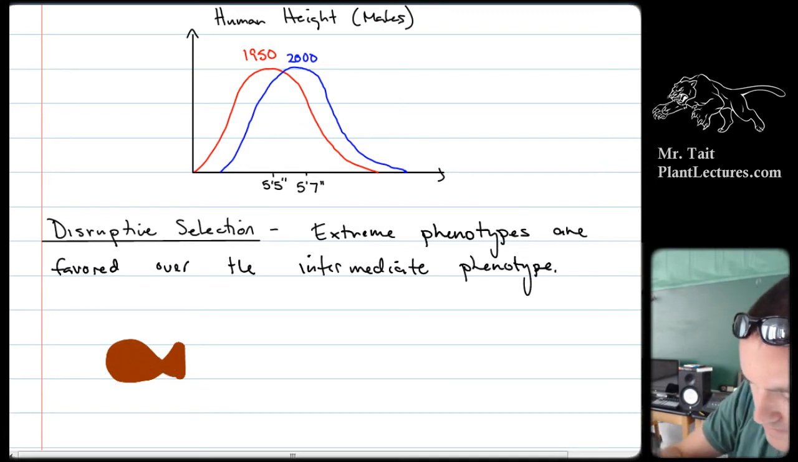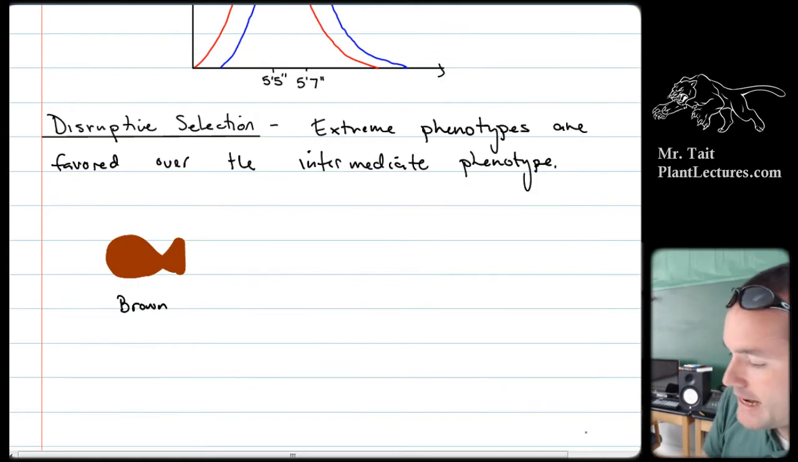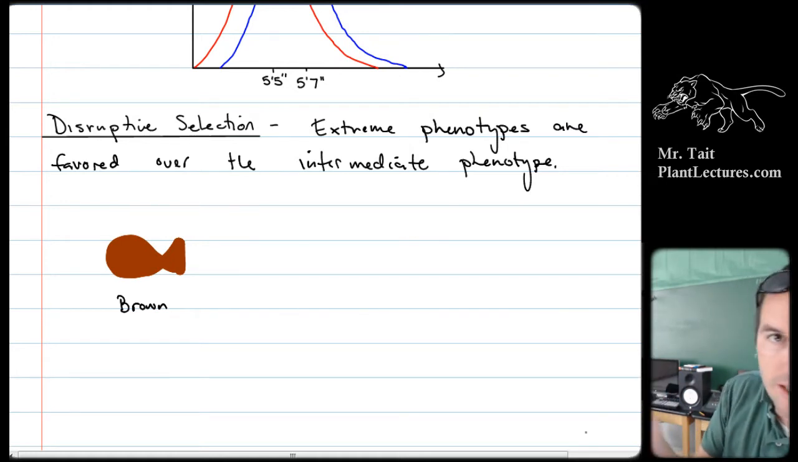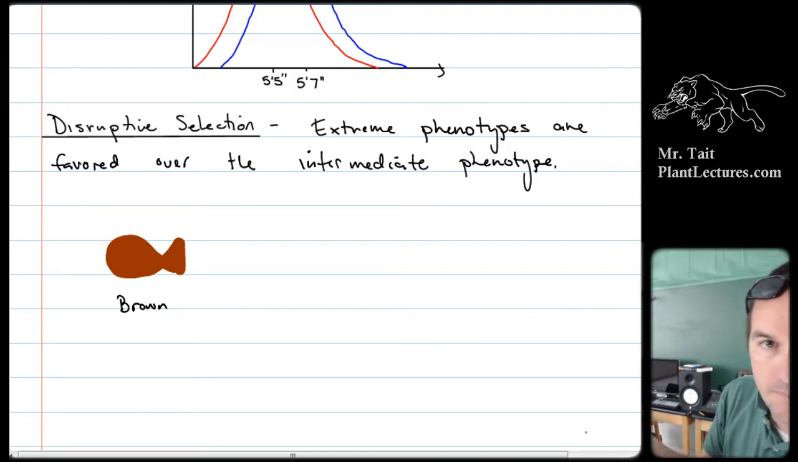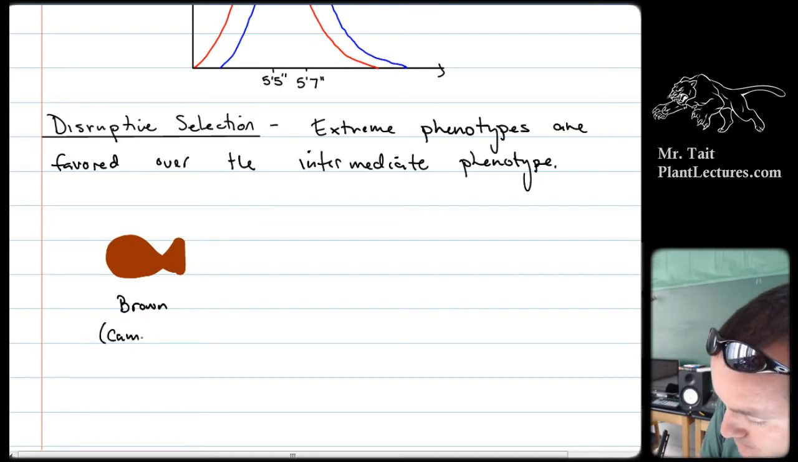Brown fish. And my brown fish, let's say, lives in a lake that has a brown bottom. There's a lot of leaf litter or whatever, and so there's a really good amount of camouflage here for the brown fish. It's unlikely that a predator would be able to see them against the backdrop of the brown bottom. Okay, so we would say that this brown fish has camouflage.